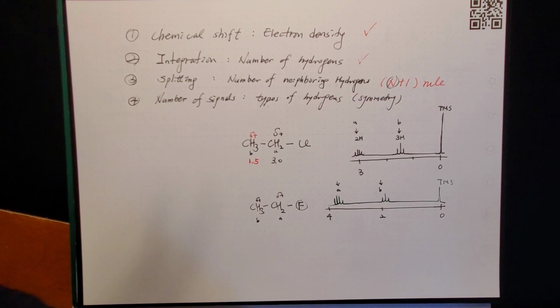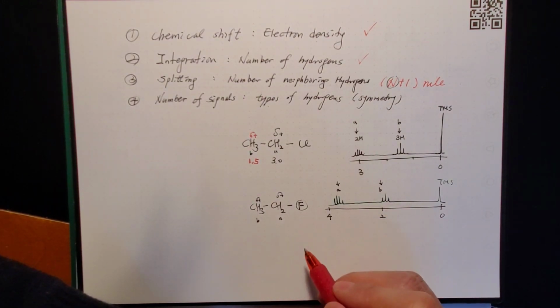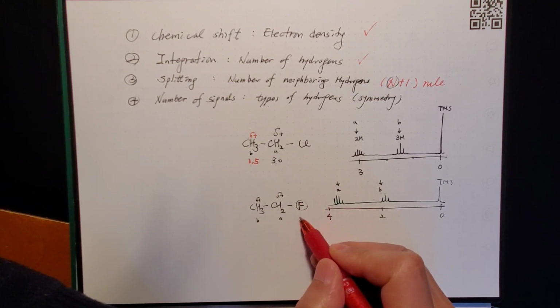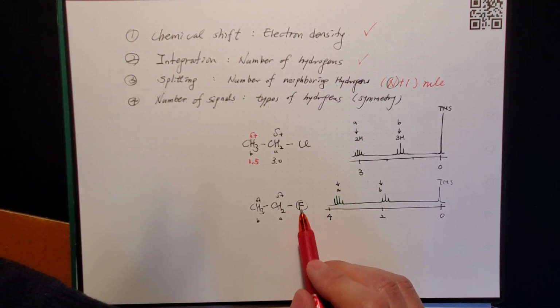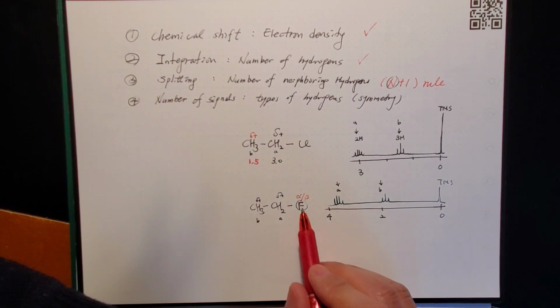But in reality though, I told a little lie here, because fluorine is also active in NMR, and it has a quantum number of one half. So this has an alpha and a beta spin, creating two different energy levels for these neighbors. And then fluorine's influence is very big.